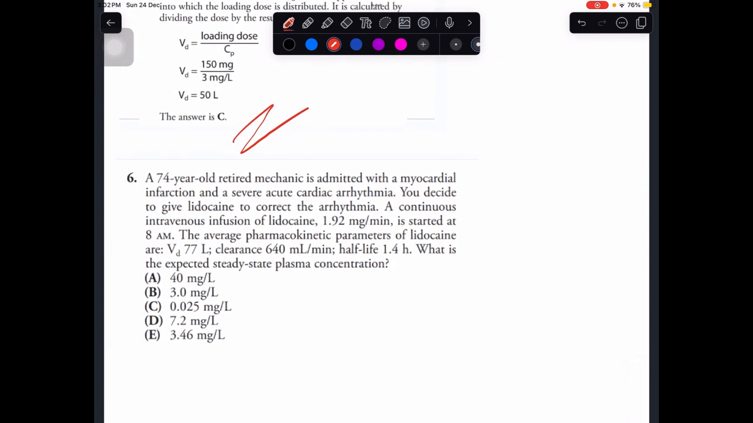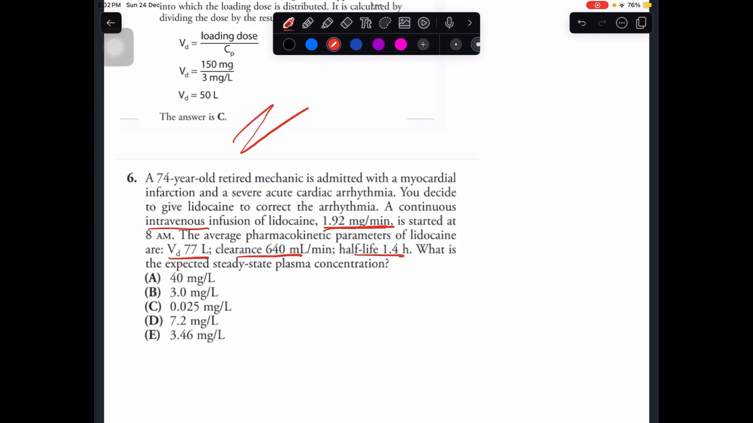Read it. Pause the video. Okay. So a 74-year-old retired mechanic is having a heart attack, and you decided to give him this drug intravenously, and this was how much you injected. So this is my rate in. And it started at 8 a.m. The pharmacokinetic parameters: VD is this much, the clearance is this much, and the half-life is this much.